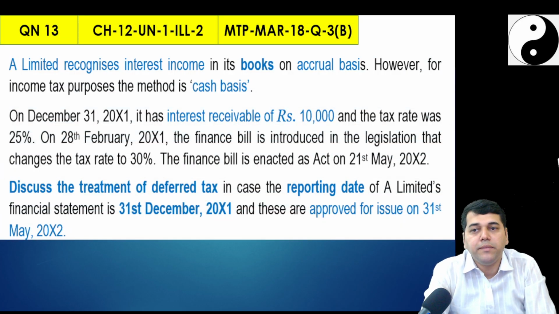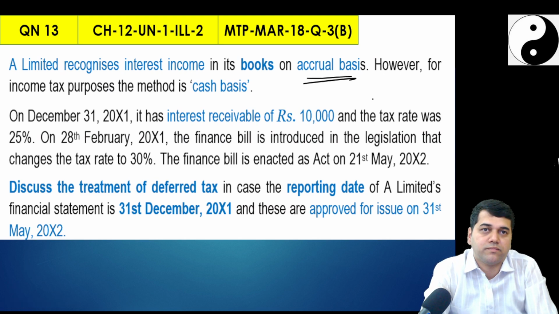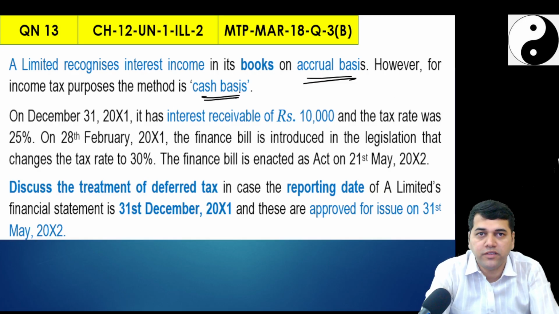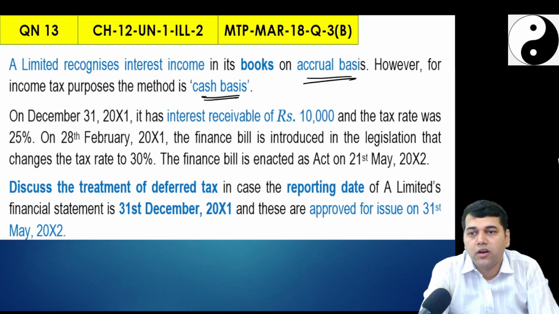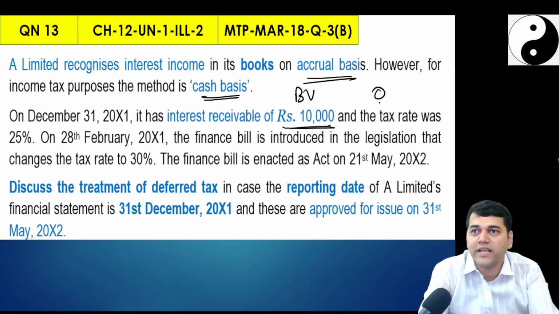Next question. A Limited recognizes interest income in the books on accrual basis. However, for income tax, it is cash basis. Temporary difference? On 31st December, interest receivable is 10,000 rupees. So what is the tax? This is where book value or tax base? Book value. What is my tax base? 0, because they accounted on cash basis.